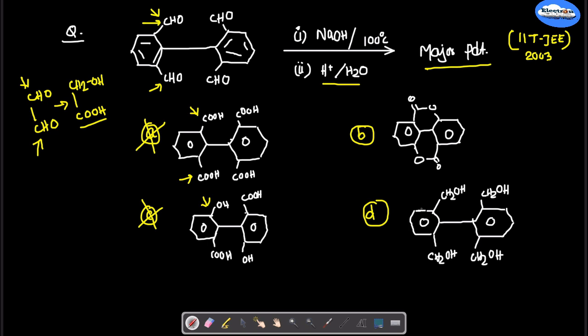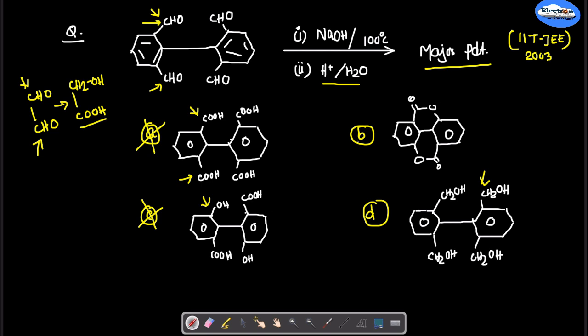In option D, you can see that all the groups have been converted to CH2OH groups, that is alcohol groups. But in the Cannizzaro reaction, it is observed that one aldehyde group is converted to the carboxylic acid group, and the other aldehyde group is converted to the alcohol group.